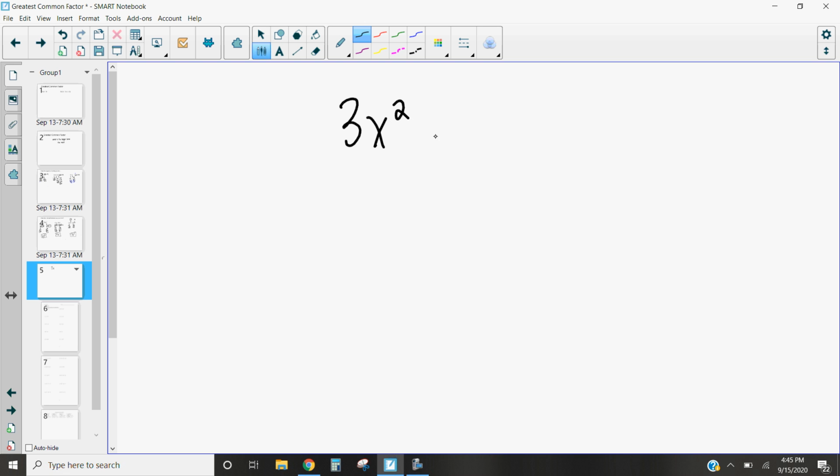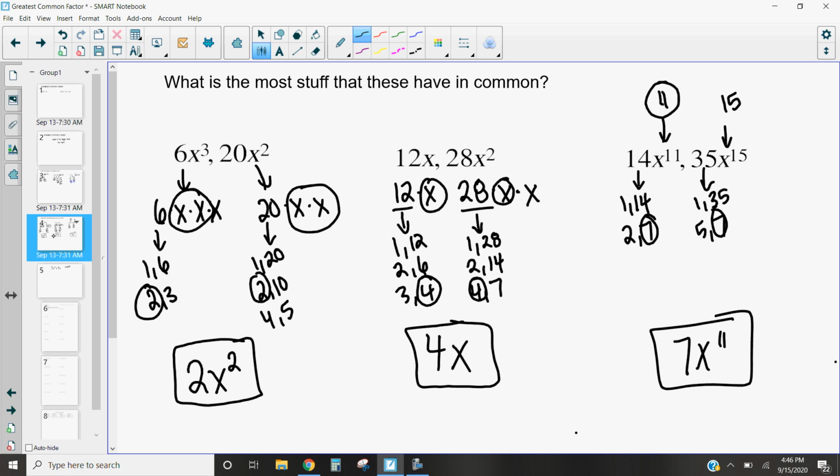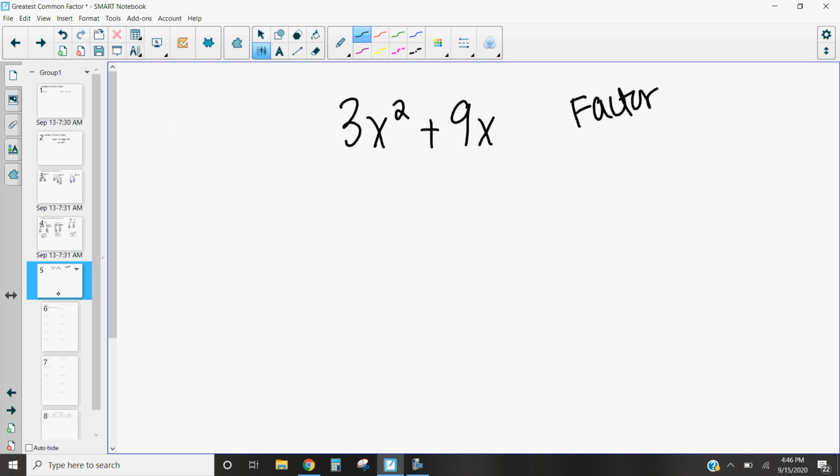3x squared plus 9x. Now notice how I have these two monomials that make one polynomial, and I want to figure out what can I factor out, or what is the greatest common factor between these two things. So just like we did in this previous page where we evaluated what the common factors were between their coefficients or the numbers in front and the variables, we're going to do the same thing here.